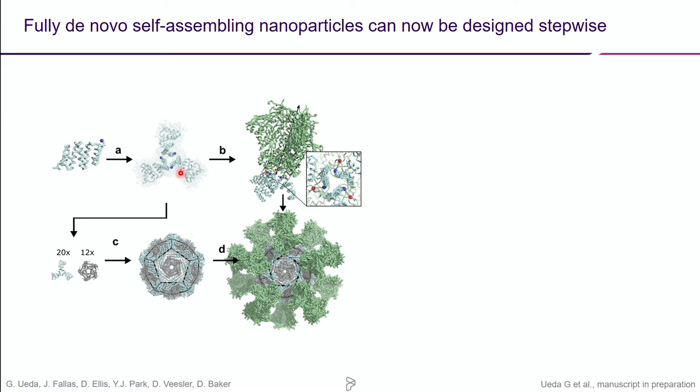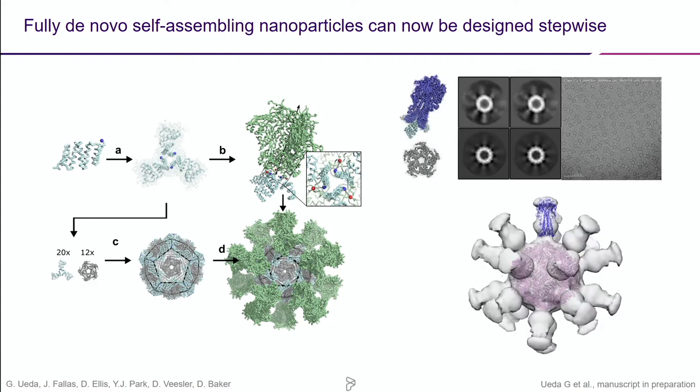And then we use these building blocks to design particles that are really tailored for the display of HIV envelope, influenza hemagglutinin, or really any other antigen.